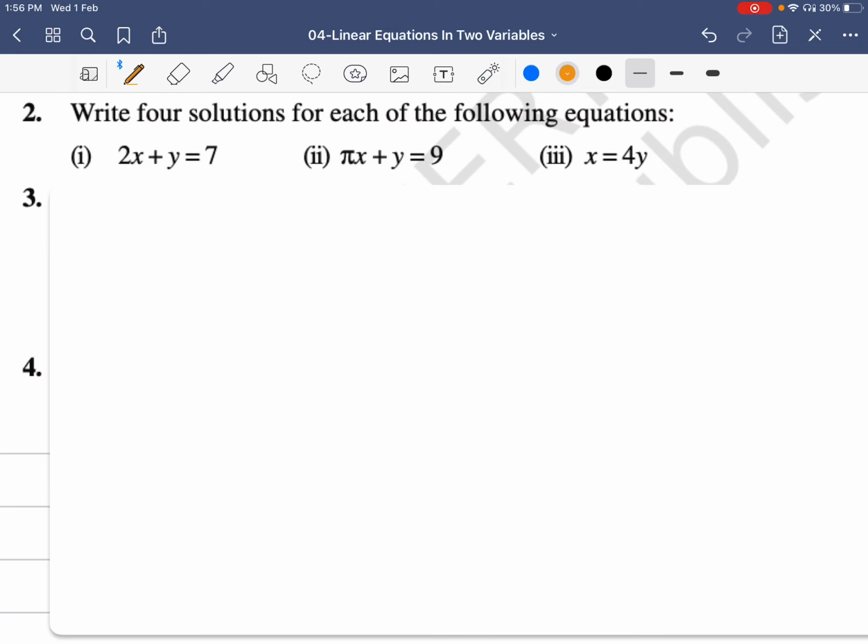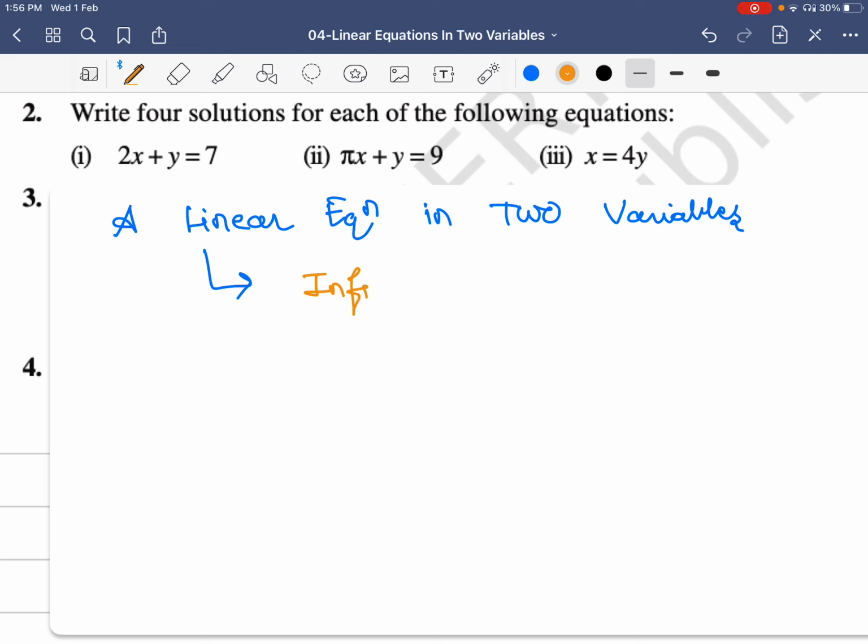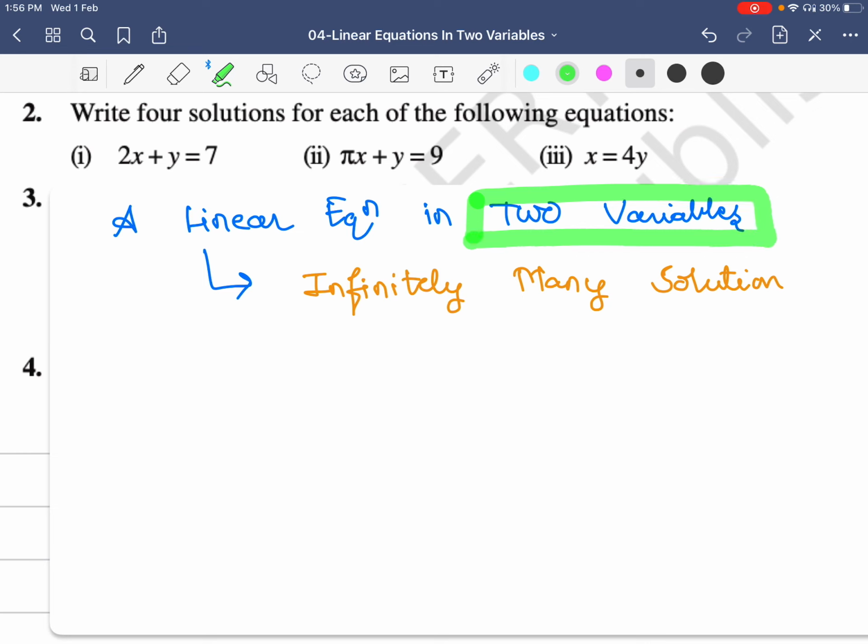Before that, let's make a remark, that a linear equation in two variables has how many solutions? It has infinitely many solutions. This is an important observation, an important property of every linear equation in two variables. This is very important. This applies only for linear equations in two variables.